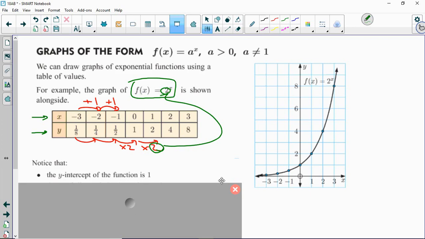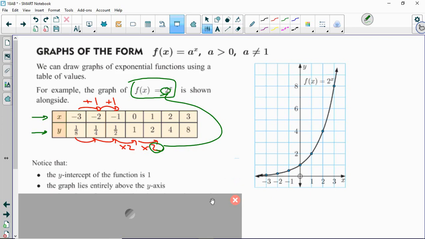Second thing to notice, the graph is always positive. We can't get a negative number out. We can't raise 2 to a power and get a negative out. The answer has to be positive. That's also something worth remembering.